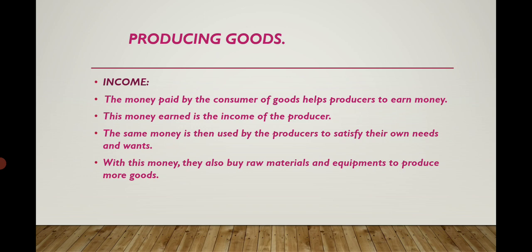Producing goods. We know that whenever a person produces goods, he produces with the purpose of selling them in the market, and after selling them, he is going to earn money. So, what is that money called? We will discuss what income is. The money paid by the consumer of goods helps the producer to earn money.